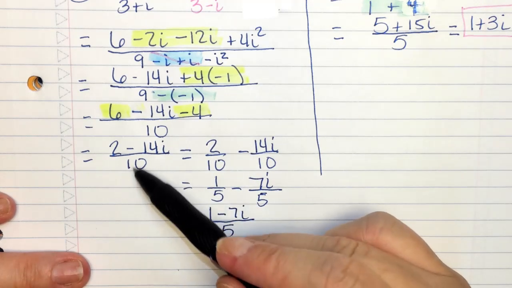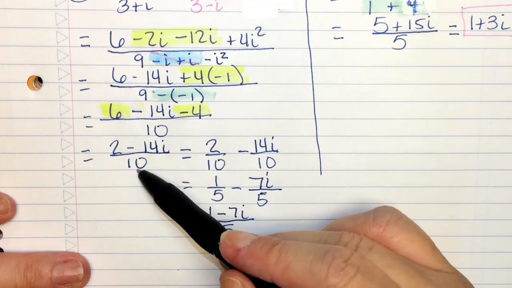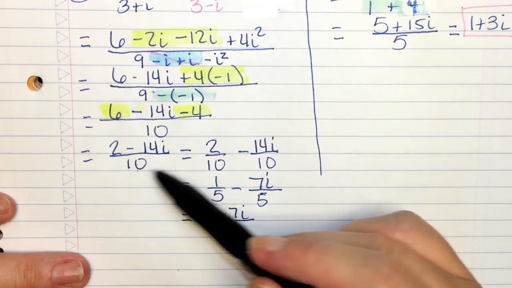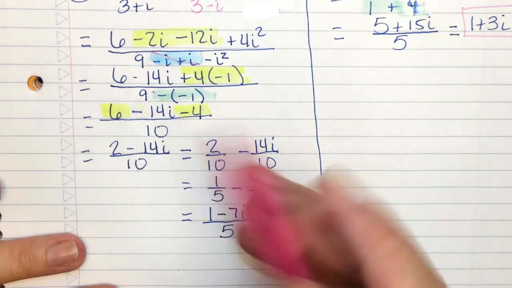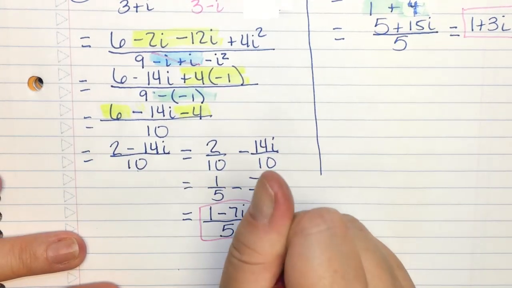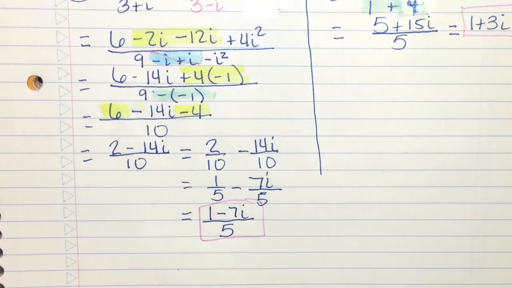If you can just think about dividing all of those by 2 in your head and go straight to this step, that is perfectly fine. So this would be your final simplified answer. So hopefully you didn't find dividing too bad.